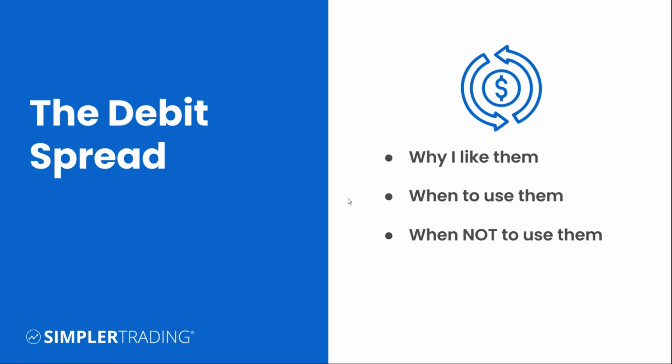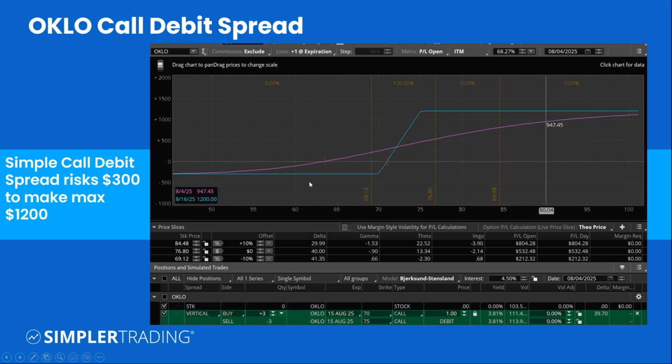The debit spread is one step, I guess, past or beyond just buying a straight call, because you're limited on the amount of risk. You know, it's kind of a capped risk type trade. That's one reason I like them. I'll show you an example of a trade we just did not too long ago in Oklo. We risked 300 bucks to make 1,200 bucks. Pretty straightforward, works pretty fast.